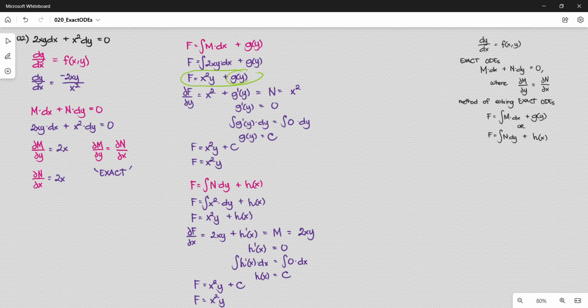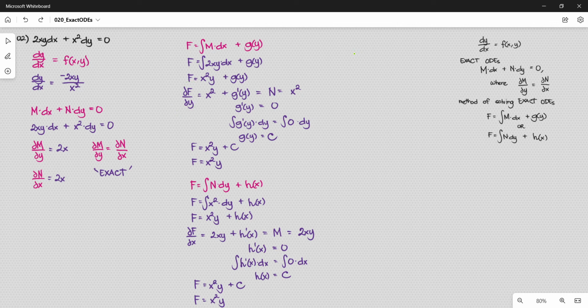Pero, hindi pa natin nalaman kung ano yung g of y na to. So, para malaman kung ano yung g of y na yan, kunin natin yung partial derivative of f with respect to y. So, ang partial derivative nito with respect to y, i-hold natin yung x as constant. Makukuha is x squared. Ito naman, yung derivative nito, isulat natin as g prime of y. Tapos, ganun ulit, yung definition nito, yung nasa taas, ay equal siya sa N. So, equal siya sa x squared. Okay?